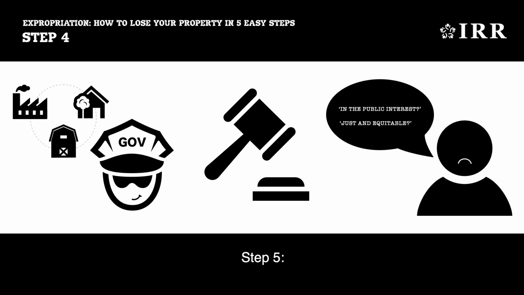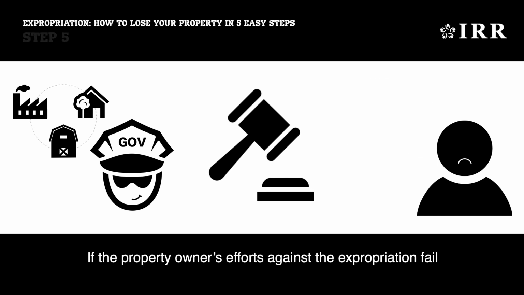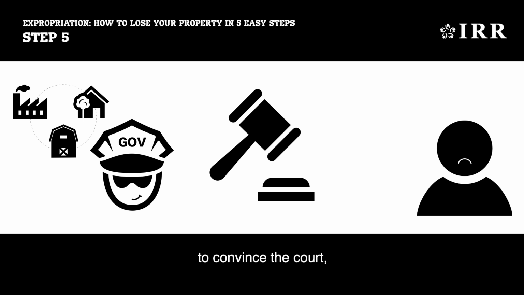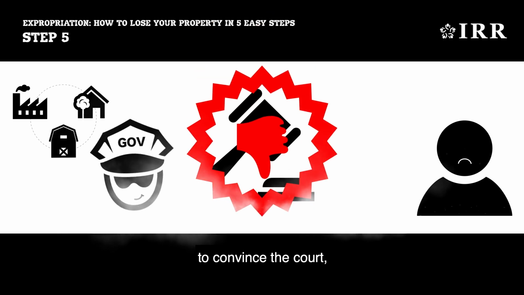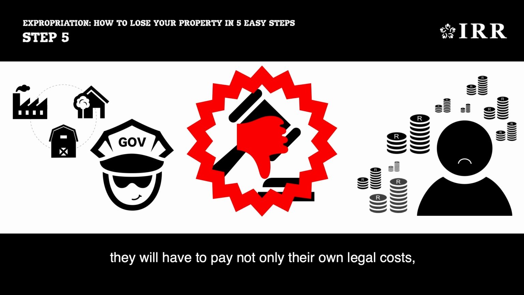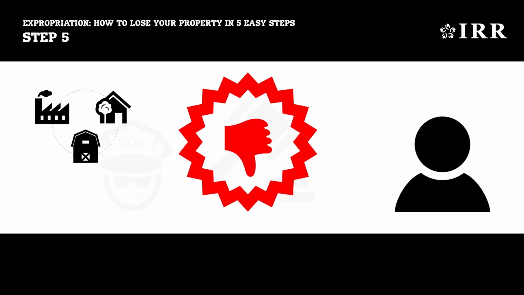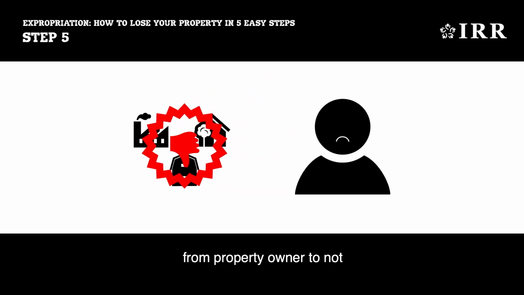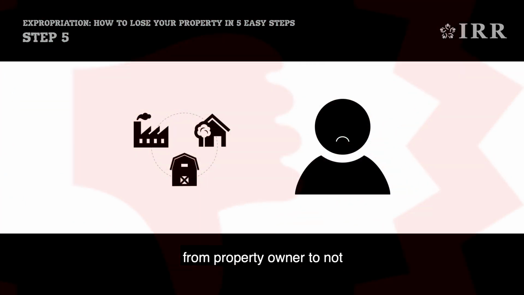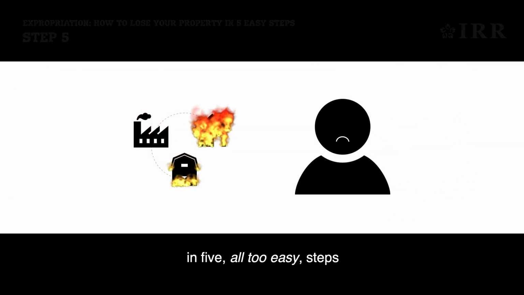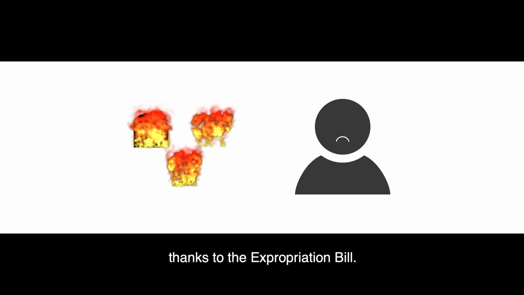Step 5. If the property owner's efforts against the expropriation fail to convince the court, they will have to pay not only their own legal costs, but also many of the state's costs as well. And there you have it, from property owner to not, in 5 all too easy steps, thanks to the Expropriation Bill. That's if it becomes law.